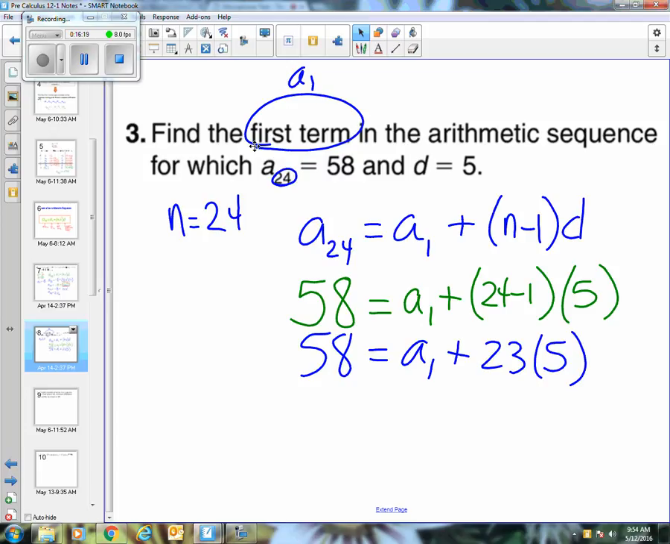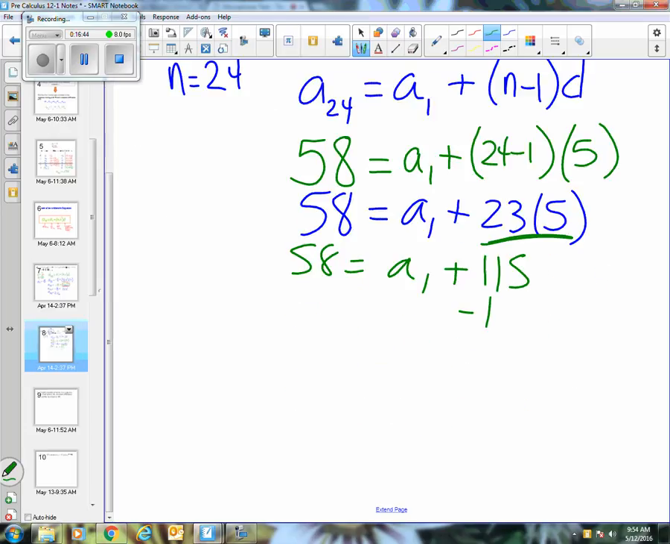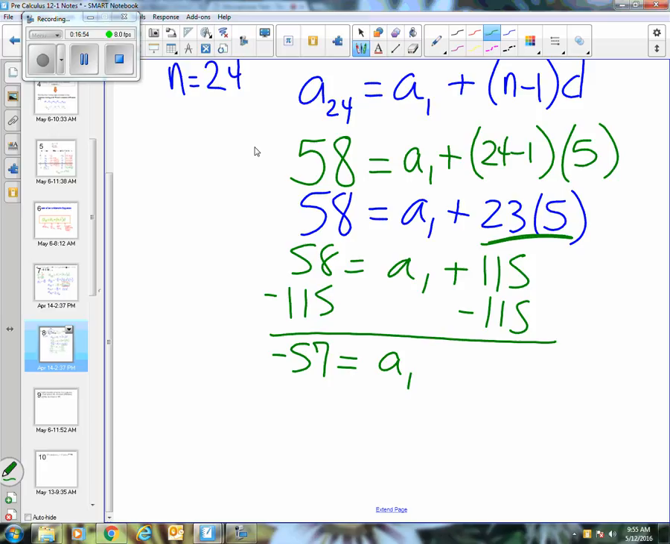Well, if you're using the brute force method, you'd start at 58 and you would start subtracting 5, and you would keep subtracting 5 until you got to the first term, which means you would end up subtracting 5 23 times. And take a look and see what you're going to do here. You're doing 23 times 5, which is 115. And look at what you have to do to solve this equation. You're going to subtract that 115 on both sides. So it's like you're subtracting all 23 of those common differences of 5, and you're going to end up at negative 57.